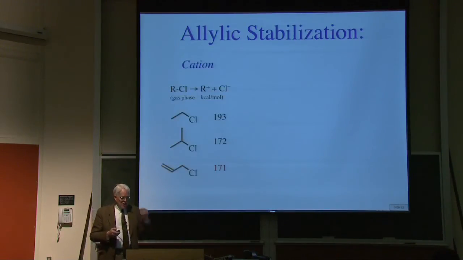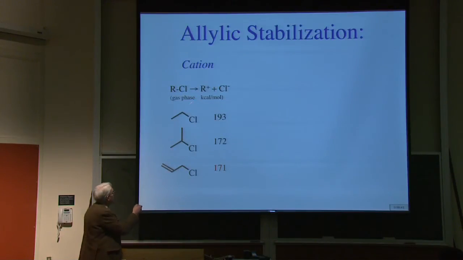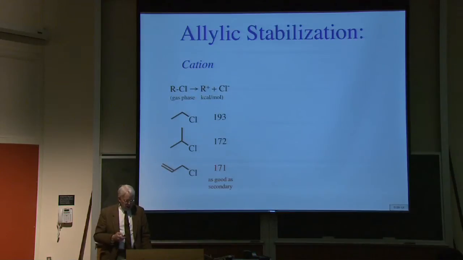So you can get special stabilization when you have functional groups involved, when you have intermediates involved there, like the cation intermediate. So the energy for pulling off a chloride for primary and secondary are these values in the gas phase. Of course, very hard to separate the ions. But if it's allylic, it's as good as being secondary, right? So allylic is very good, right?